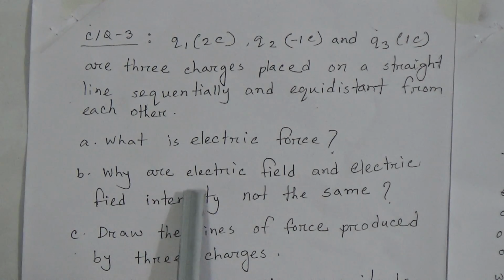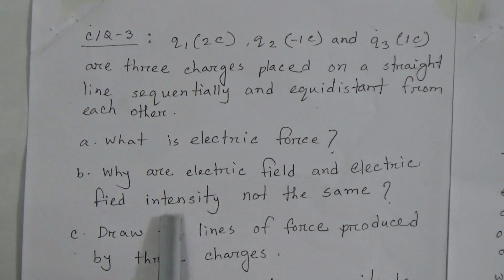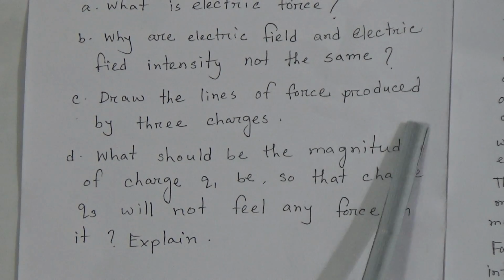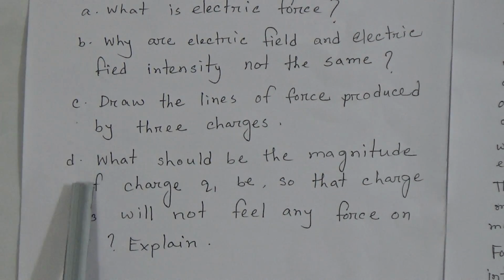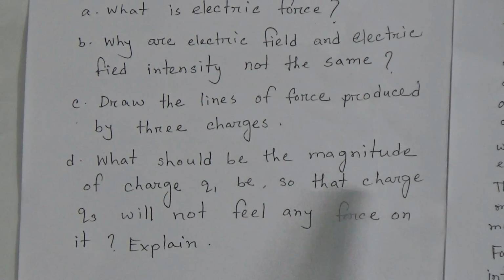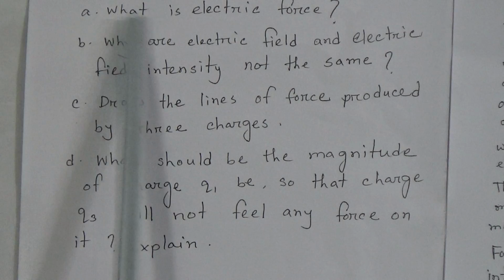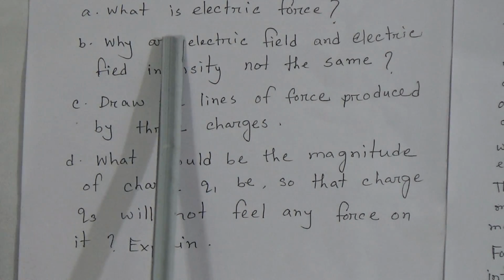Question number B, why are electric field and electric field intensity not the same? Question number C, draw the lines of force produced by three charges. Question number D, what should be the magnitude of charge Q1 so that the charge Q3 does not feel any force on it? Explain. My dear students, question number A, we have already learned this definition.